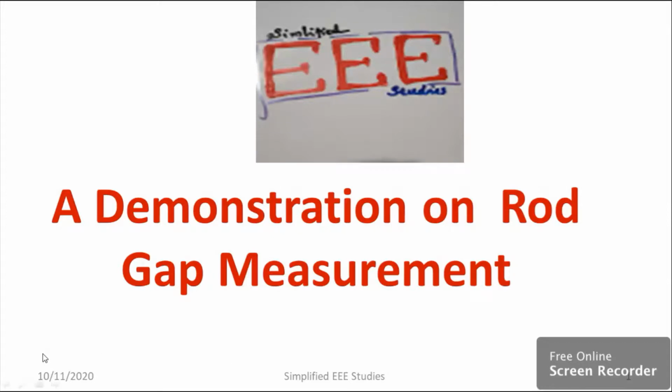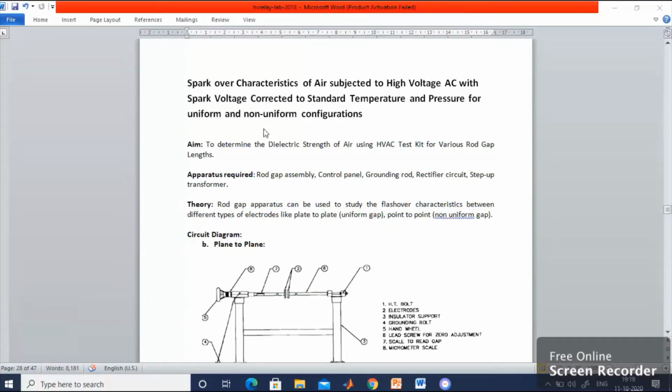You can pay attention right now. In fact, you are going to determine the breakdown strength of air by applying high voltage AC and high voltage DC. In the first part, I am going to discuss the determination of breakdown strength by applying high voltage AC. In the next experiment, I will be dealing with the high voltage DC.